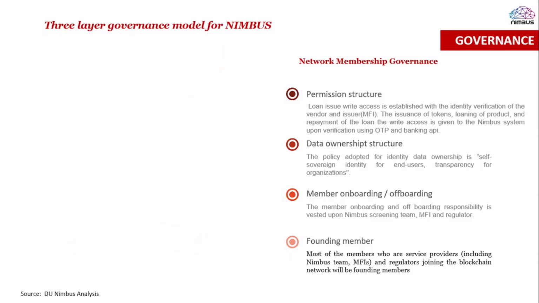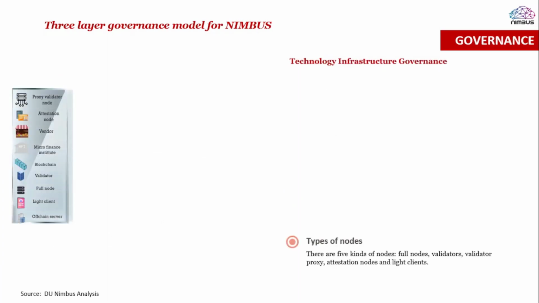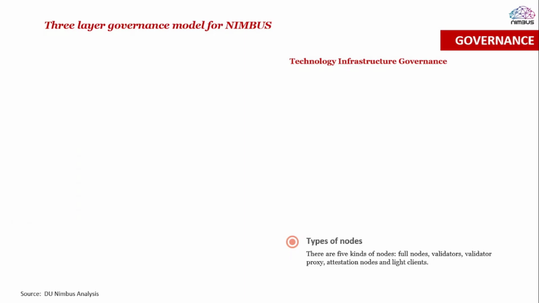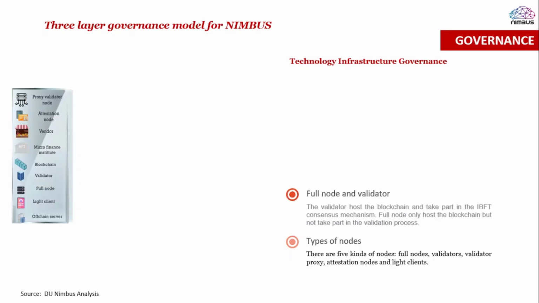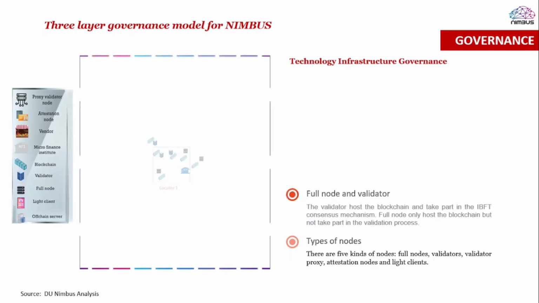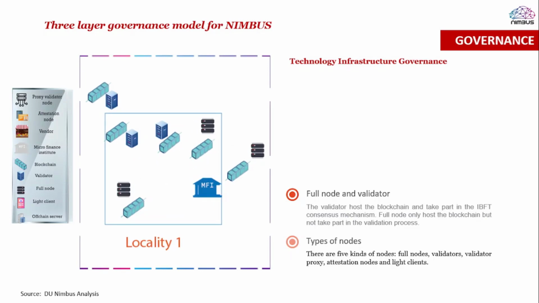API. Like the standard Celo ecosystem, there are 5 kinds of nodes: full nodes, validators, validator proxy, attestation nodes, and light clients. Validator nodes accumulate protocol messages from light clients and off-chain servers. They are responsible for validating transactions. Basically, they are the only nodes participating in the BFT-based consensus mechanism. At the same time, they also host the full blockchain. The full nodes are the nodes that have the entire blockchain but don't participate in the consensus.